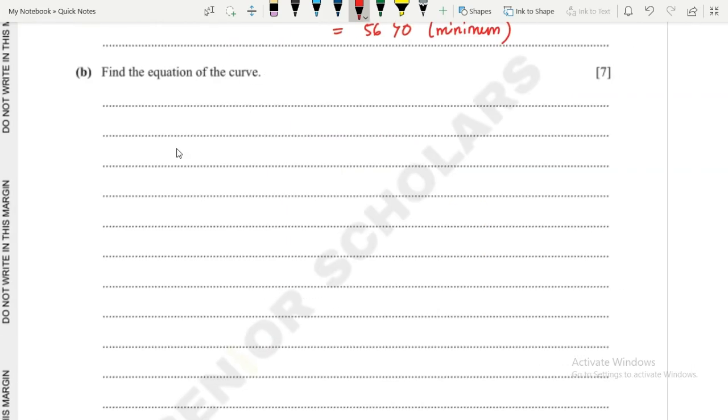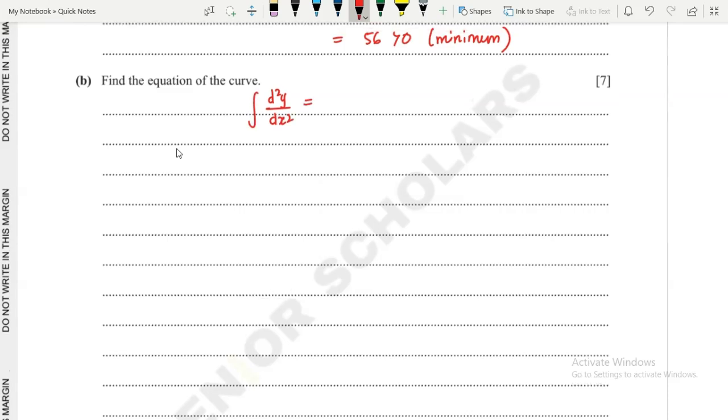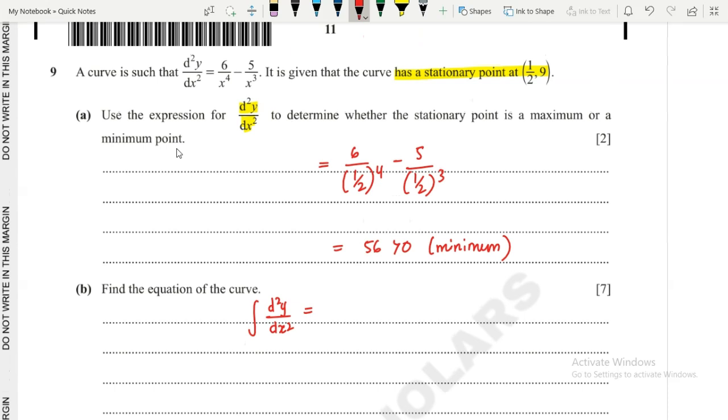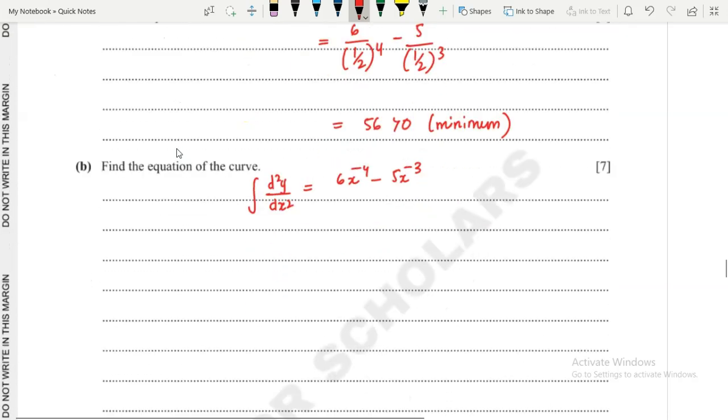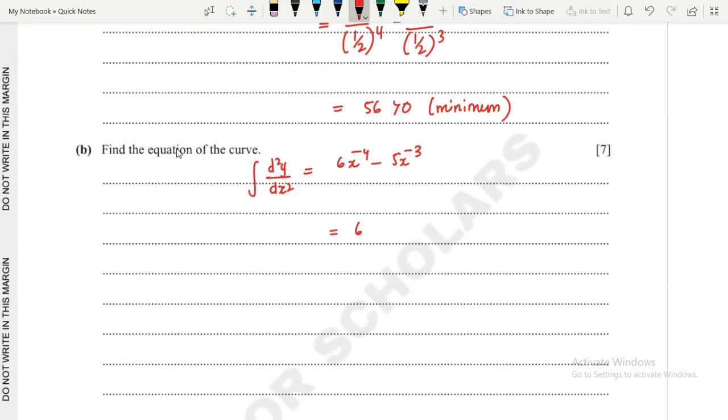Now we have to find the equation of the curve. So what we are going to do is use the double derivative, first of all integrate it and use the point to find the first derivative, and then integrate once more so that we can get the real equation. So we have the double derivative, d square y by dx square. Integrate this, which is 6x^-4 minus 5x^-3. So let's just integrate this. This is going to become 6x^-3 divided by minus 3 minus 5x^-2 divided by minus 2 plus c.